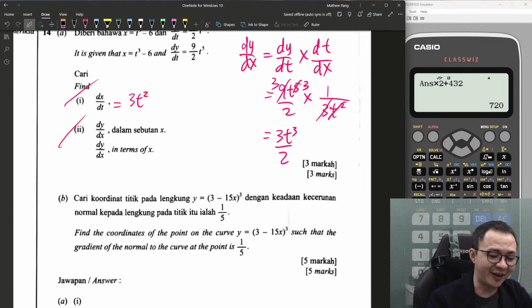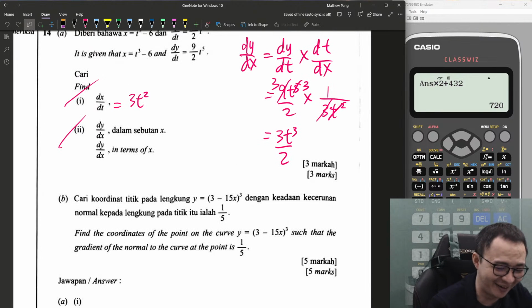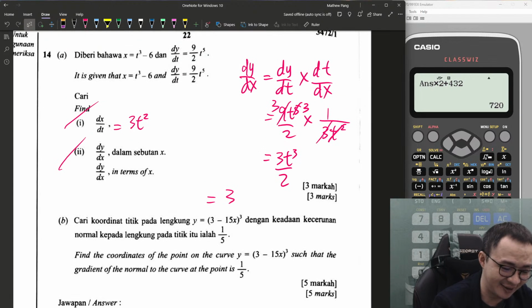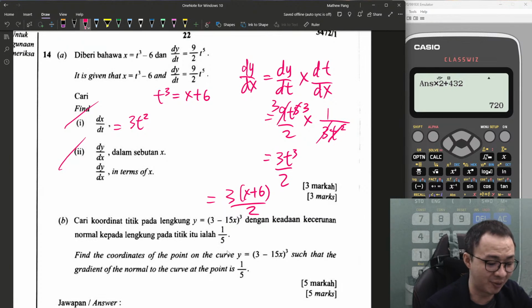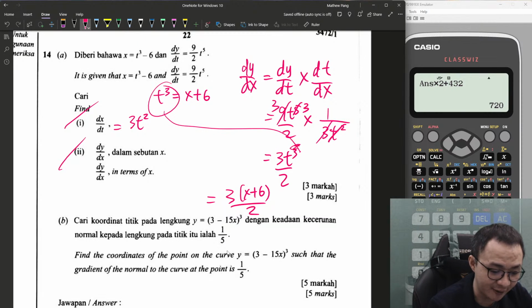Oh, they want in terms of x. Sorry, not yet done. Mine is in terms of t. In terms of x, I want to sub in, so x equals t cubed minus 6, right? So t cubed equals x plus 6, right? Yeah, so this one should be x plus 6 over 2. Yeah, because they want in terms of x, not in terms of t. So I want to do one more step, which is to sub the t cubed into the t cubed here.